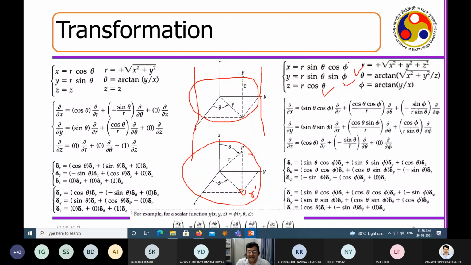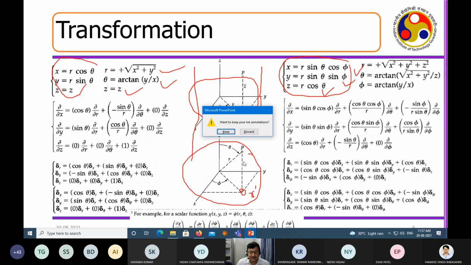So now if I have this transformational system, I can define R from these equations. I can define theta, I can define Z, and del X. What will be my del X? Can anybody tell me what will be my del X? How do I calculate my del X?